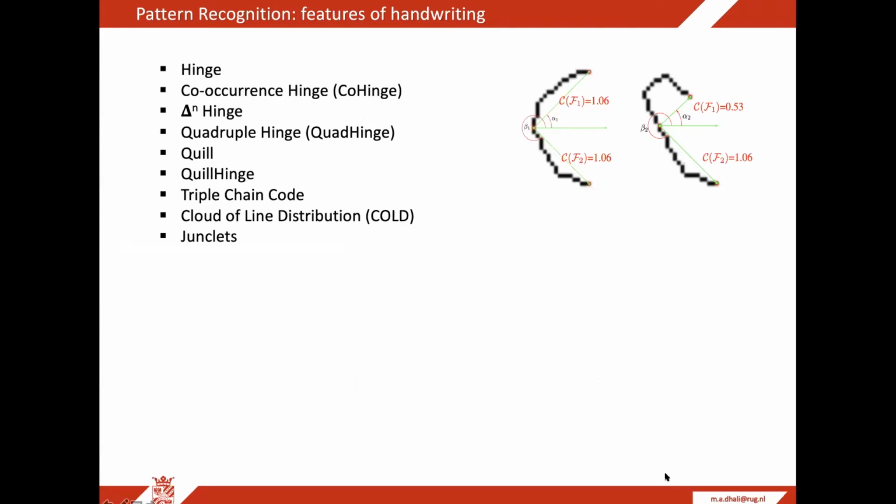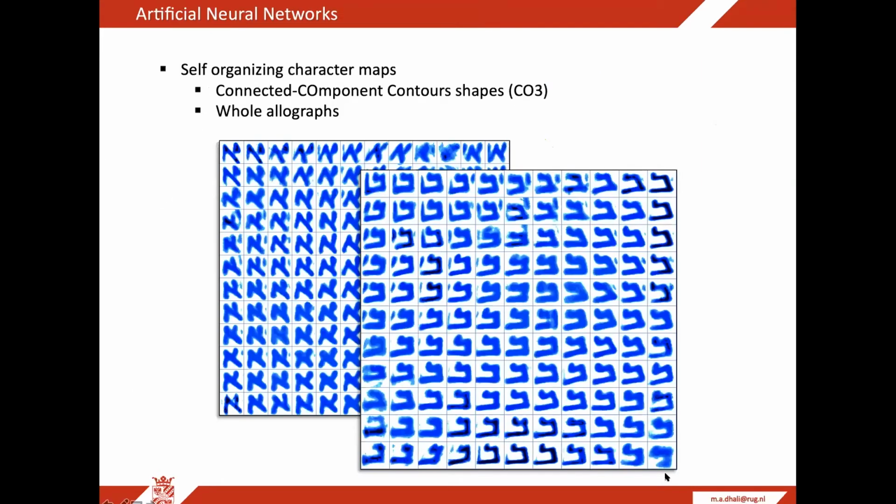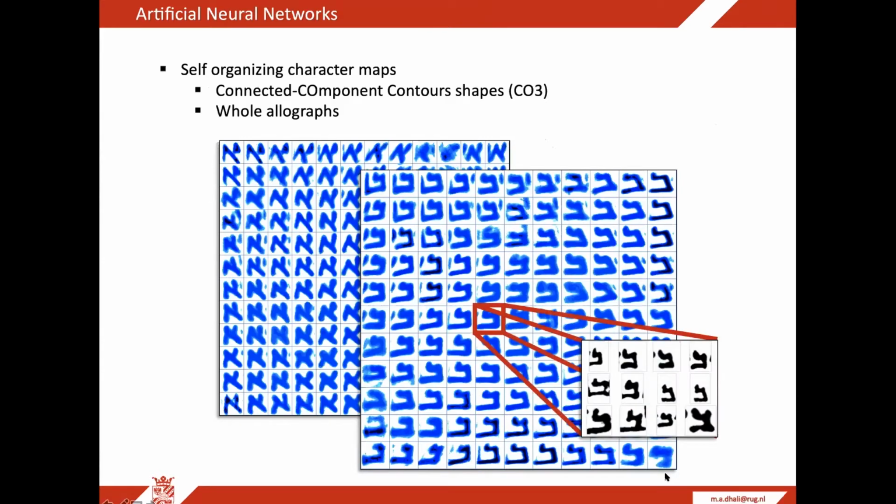Then, for example, this is a picture of hinge where we're doing the joint probability distribution over the whole manuscript. Then we also have cold, and then we try to measure the cloud of the line distribution. And on top of these textural things, we can also go to the allographic space where we work with the whole character shapes. So then we do it in a self-organizing map. And we also work with the fragmented character shapes.